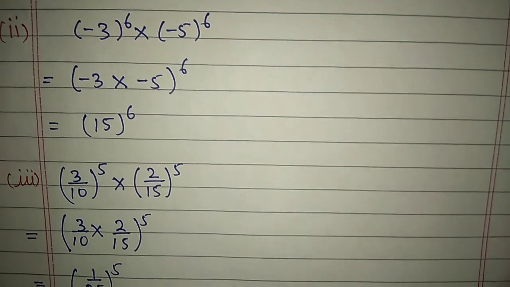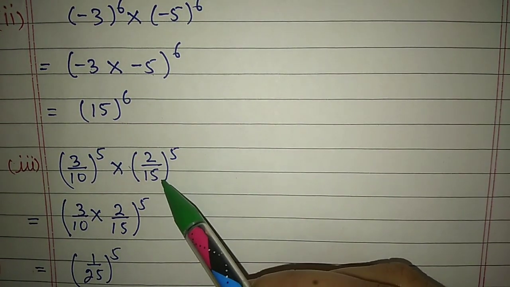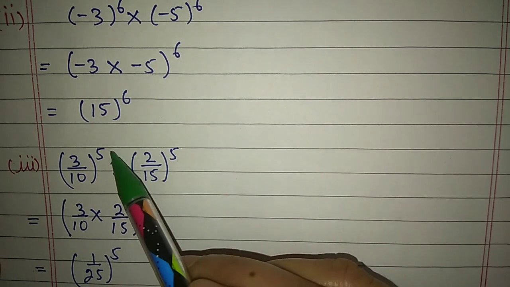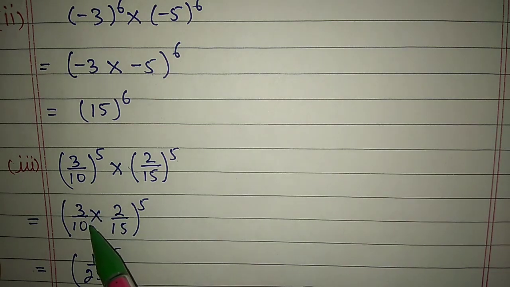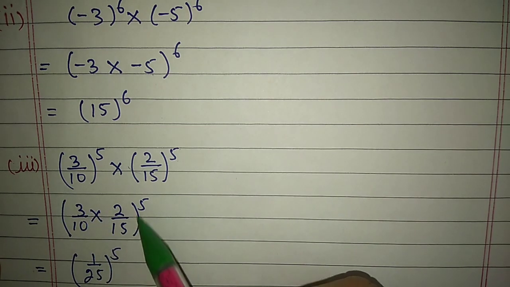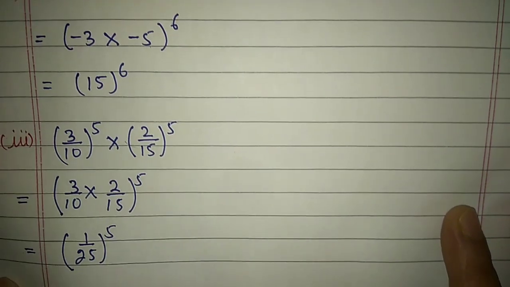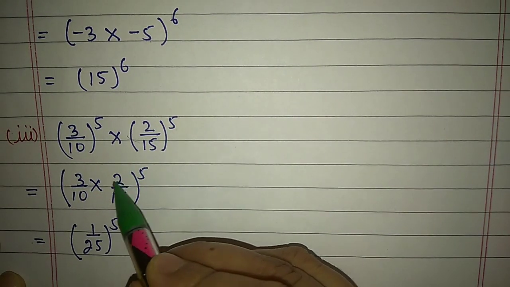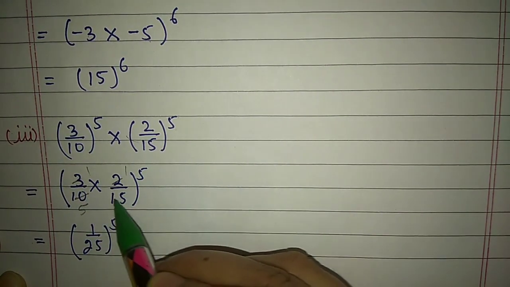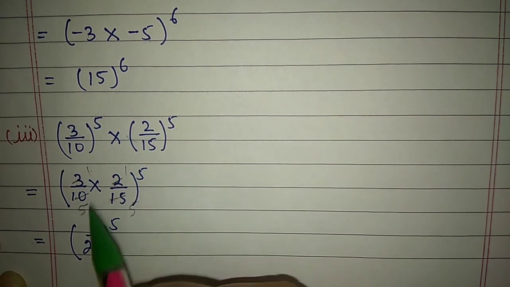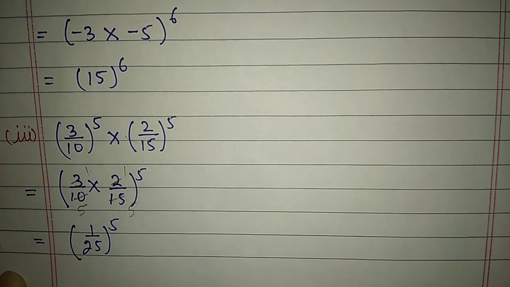Third part, (3/10)^5 multiplied by (2/15)^5. Again power is same, base is different. We can write it as (3/10 multiplied by 2/15)^5. Now multiply within this bracket. You can multiply, you can do cancellation. 2 1s are 2 and 2 5s are 10. 3 1s are 3 and 3 5s are 15. Multiply numerator to numerator, denominator to denominator. So (1/25)^5.